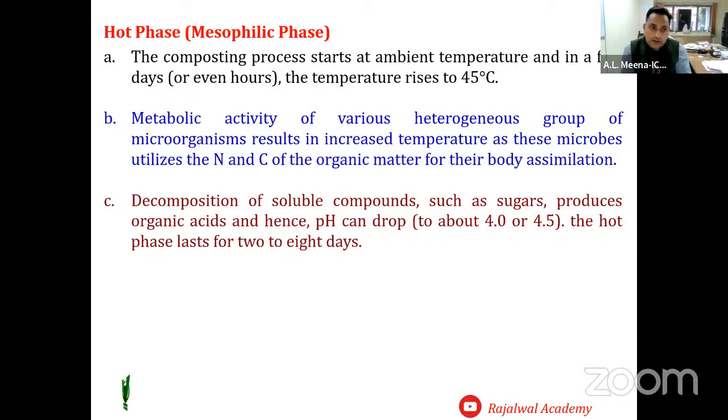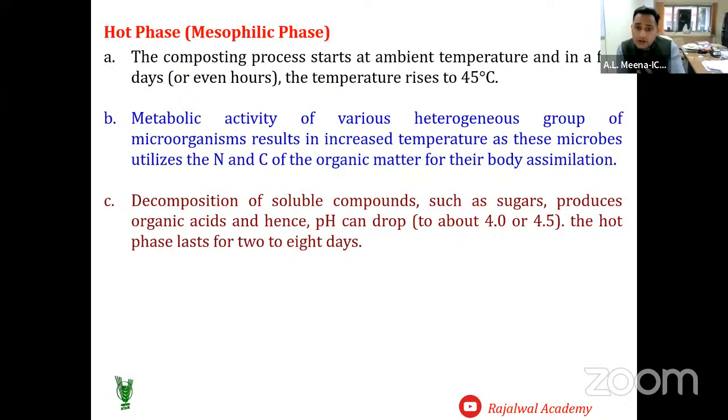that is known as the mesophilic phase. When the composting process is started, at ambient temperature, a few days after it the temperature will rise up to 45 degrees Celsius. The fresh material you are using will be digested by several types of microorganisms, and due to their metabolic activities the temperature of the composting pit will increase, up to 45 degrees Celsius. After 10 to 15 days, if you insert your hand into the composting material, you will feel the temperature is high compared to the initial phase when you started the composting process.